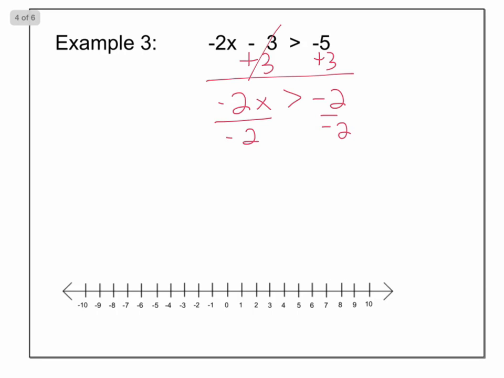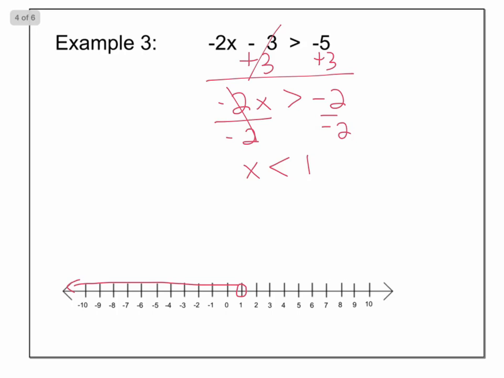Now remember, anytime we are dividing by a negative number or multiplying by a negative number in order to solve, that will require us to reverse our inequality. So my negative 2's are going to cancel each other out. My inequality must reverse at this point because I divided by a negative, and negative 2 divided by negative 2 gives me positive 1. Okay, that means I need an open circle on positive 1, and I need all of the values shaded that are less than that. So that's this direction.